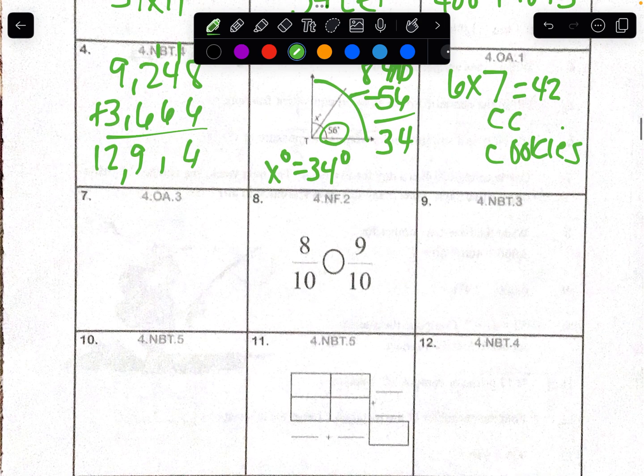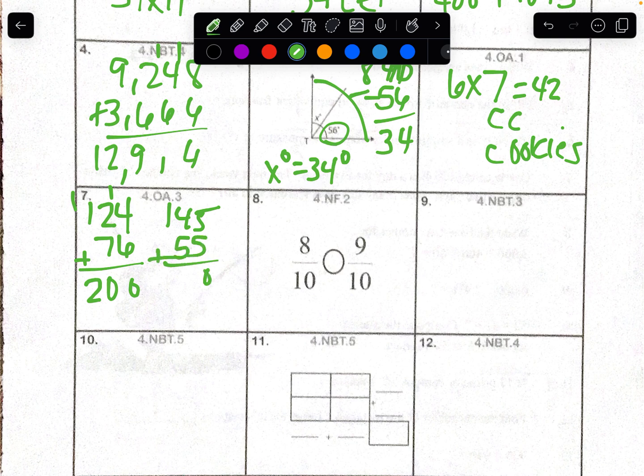All right, number 7, we're talking about fish on Monday, 76 on Tuesday. I'm going to start with that first. I want to know how many fish we saw, half of that. So now 200. All right, so 145 and 55. All right, so we have 400 total.